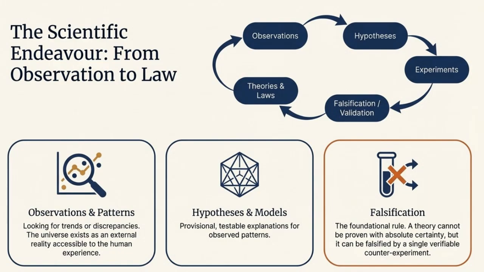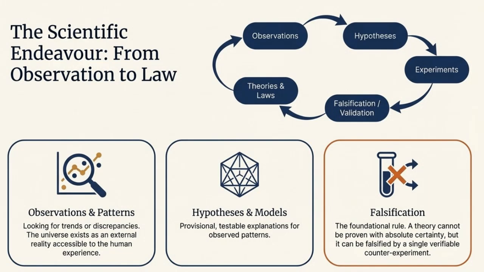This diagram lays out the core steps in the scientific process, starting with observations, where we look for patterns or unusual trends in the world around us. From these observations, we develop hypotheses or models. These are provisional ideas that can explain what we've noticed. Next, experiments are designed to test these hypotheses.